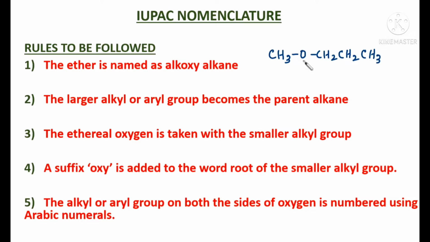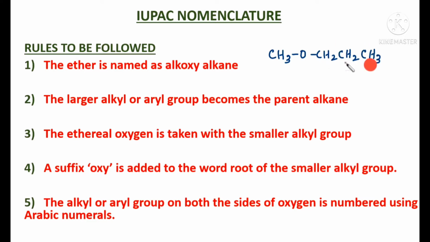Here we are having two alkyl groups and an ethereal oxygen. Here we are having an alkyl group, and here also we are having an alkyl group. But see, this is the smaller alkyl group and this is a larger alkyl group. So normally, while giving the name, the larger alkyl or the aryl group becomes the parent alkane, or the word root, or the base. So we should take this alkyl group as the parent alkane.